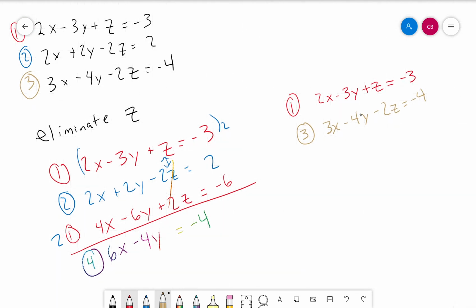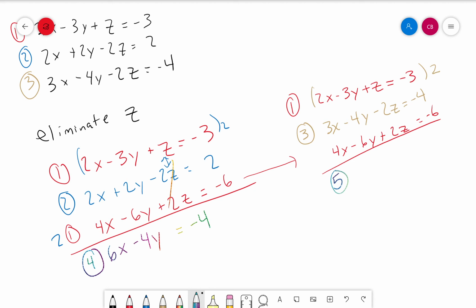Okay, I need to eliminate z again. That's a negative 2z, so I'm going to times this one by 2 as well. I think we just did that already though, so we did do that. That is going to be this red equation, so I'm just copying it straight over. 4x minus 6y plus 2z is equal to negative 6. I only did that because I knew what the outcome was going to be, and this is going to be equation 5.